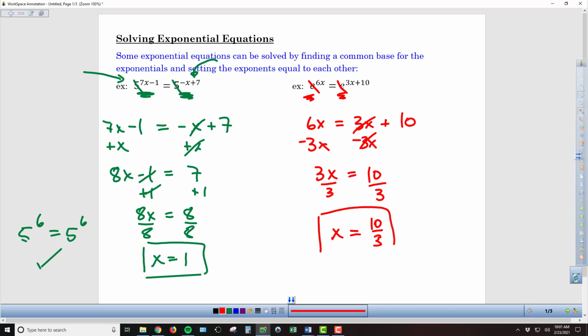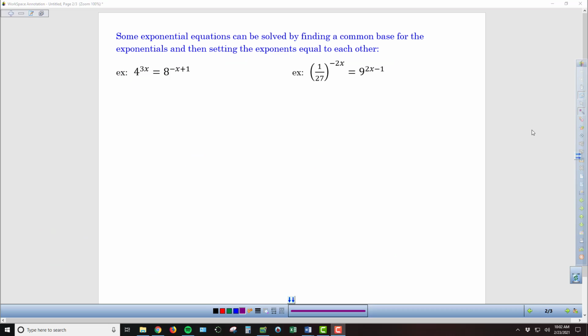So this time we won't bother to check. But again, the idea of the approach is the same. We can go ahead and just eliminate the bases and set the exponents equal to each other. But this only works if we have the exact same base and just a single exponential on both sides of the equation. Some exponential equations have exponentials on both sides, like what we see here, but they don't have the same base. But we can make them have the same base. So we can eventually end up with where we were in the previous two examples.